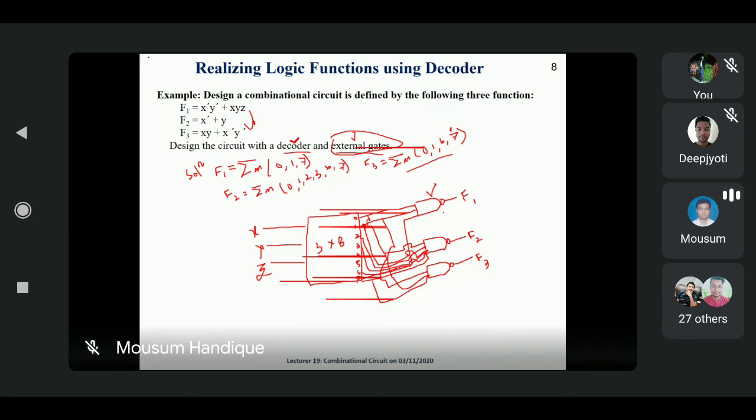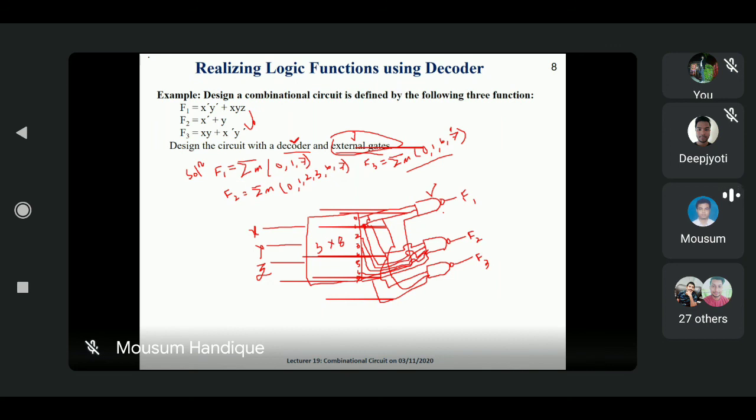But if we are going to the circuit level design, what happens? If you are using the NAND gate, then you can write the proper expression. If you are using the NOR gate, then also you can write the expression. This one is the block diagram.